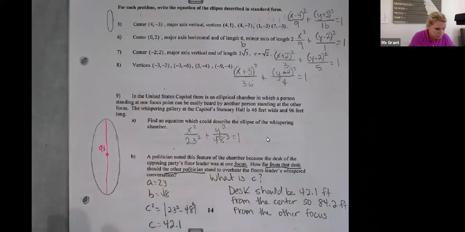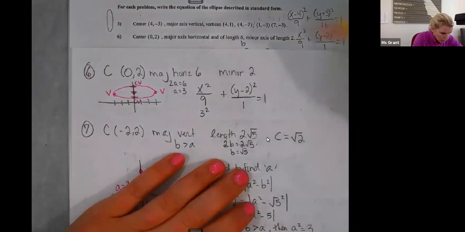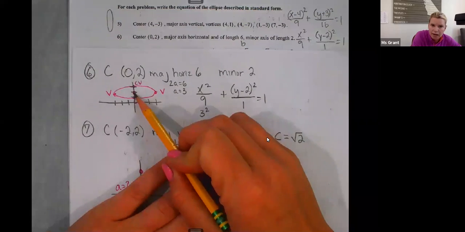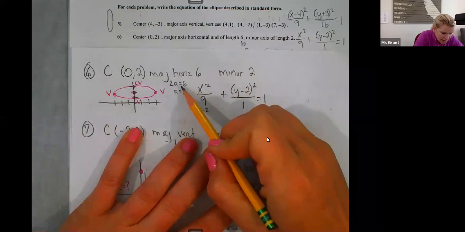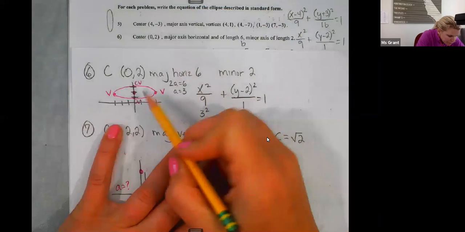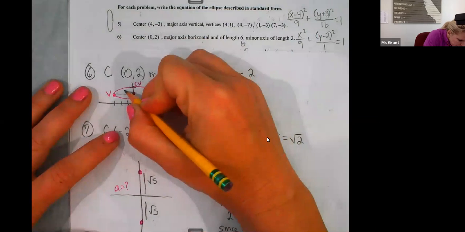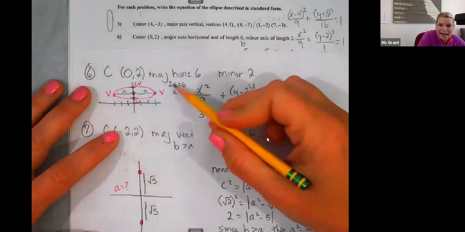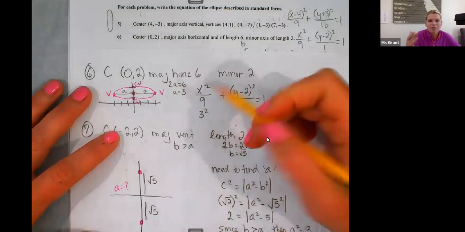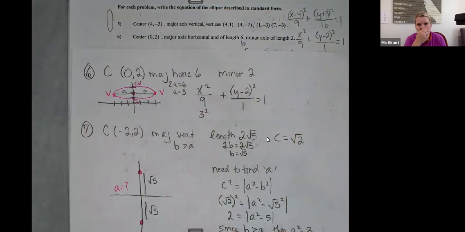So I did my picture of it. Number 6. So my center was 0, 2, I plotted it. And then I said that the major horizontal axis is 6 long. Well, you guys, 2a equals 6. And why I say that is because I've got a is this long, right? So 2a equals 6. And obviously you know then that a equals 3. 3 to the right, 3 to the left.